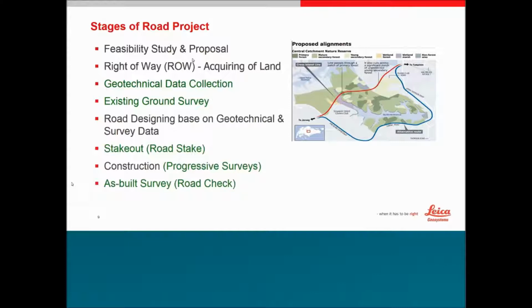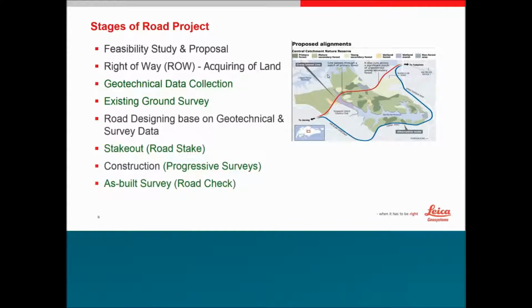Okay, first we start with feasibility studies. Normally the authority will come up with a feasibility study to know where they want to build the road, from which point to which point, or from which town to which town. And then they will decide which is the shortest and the most economical path.